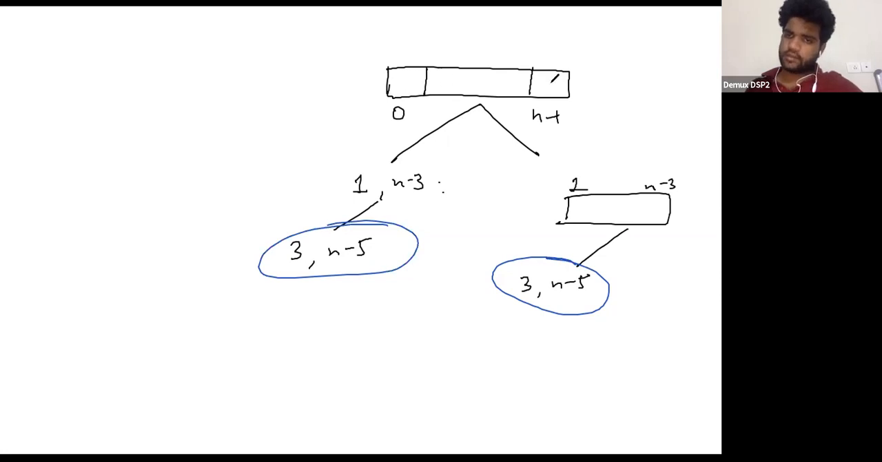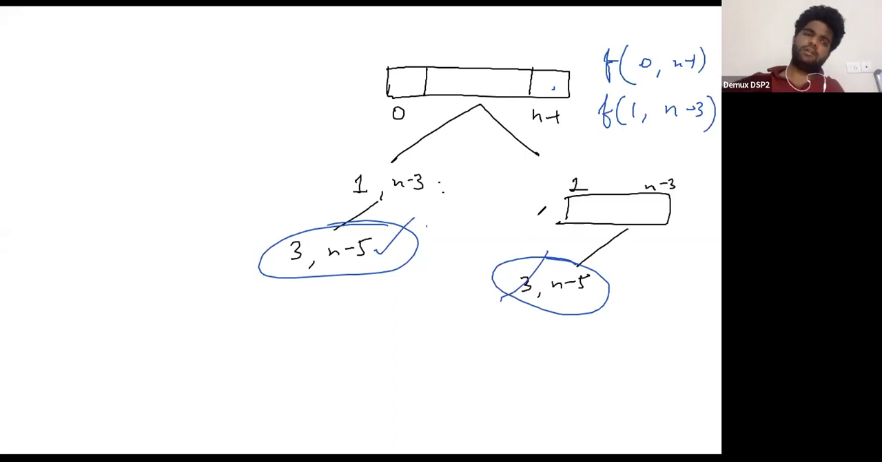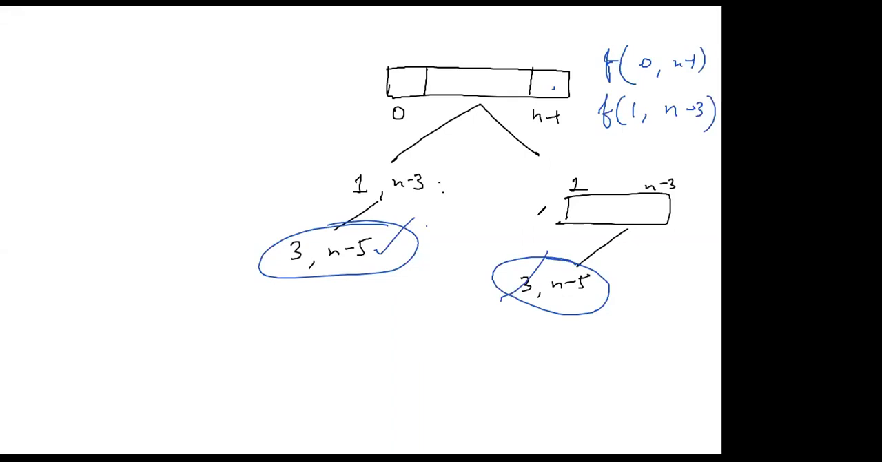So when you are solving for 0, when you are calling that recursive function on f(0, n minus 1), you are computing this. When you are calling f on (1, n minus 3), then also you are computing this. तो वो exponential हो गया. Do you understand, Harsha? Yes, sir.